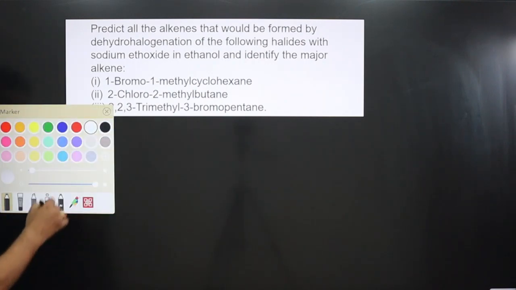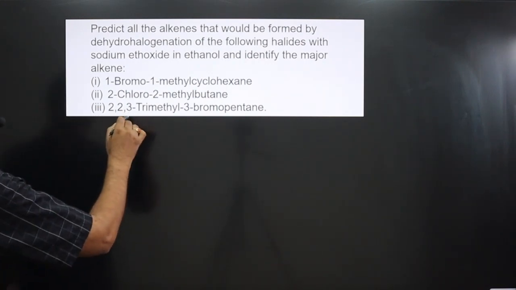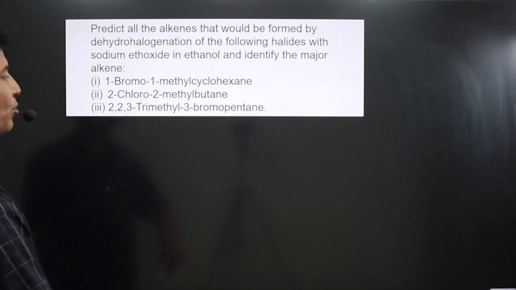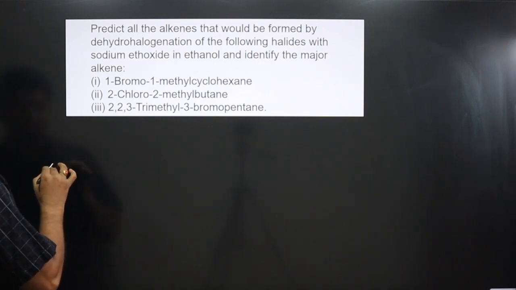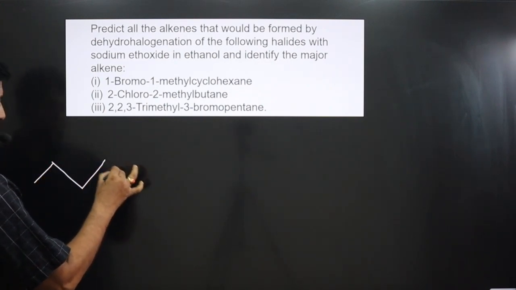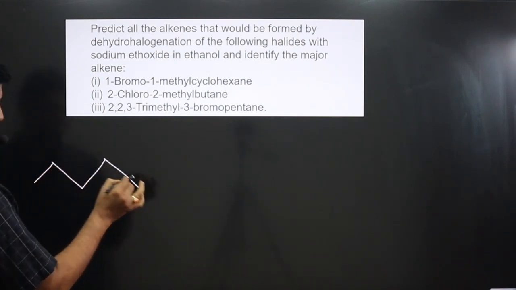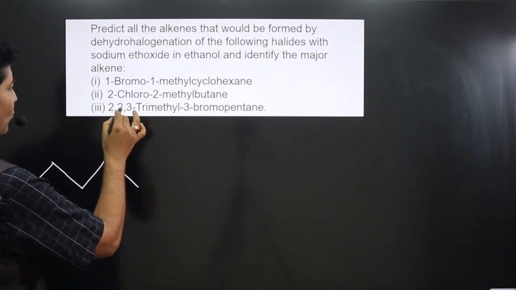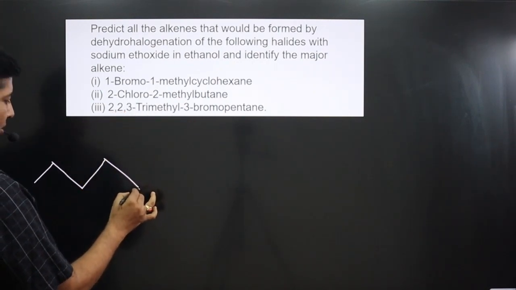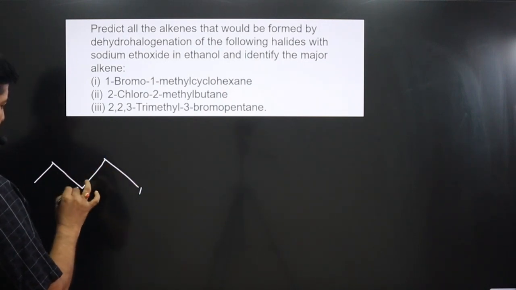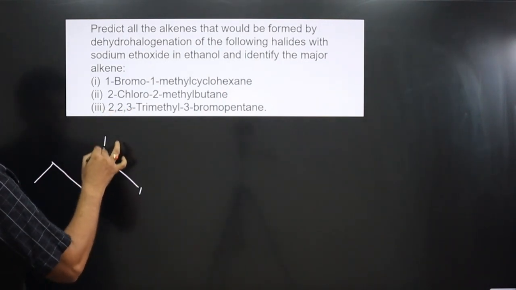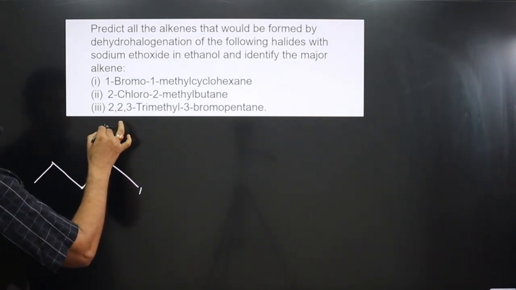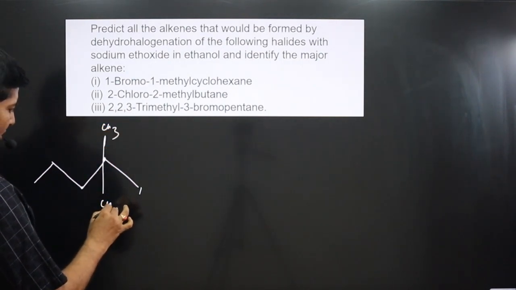In the last one, you can see we have 2,2,3 trimethyl 3-bromopentane, parent chain pentane. You can see 5 carbons are there. 1, 2, 3, 4, and it is 5. Now it says 2, 2, 3. Say it is 1, it is 2, and it is 3. So you can see 2, 2. So you can see 2 methyl groups are there. We have CH3 here also, we have CH3 here also.